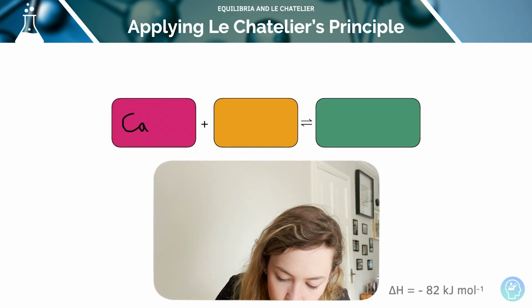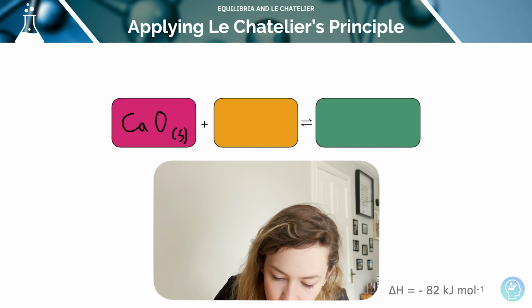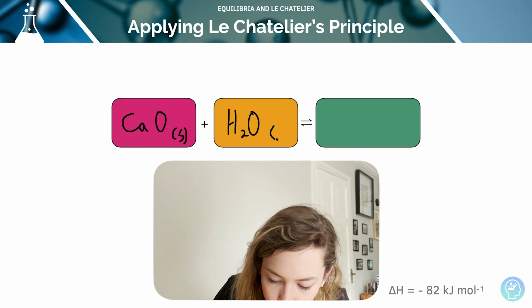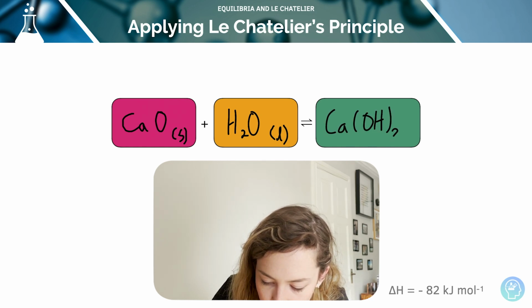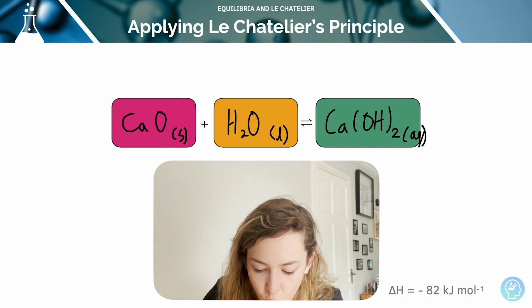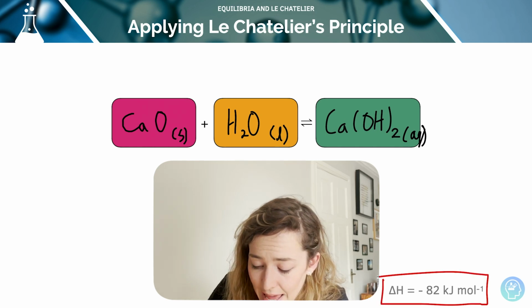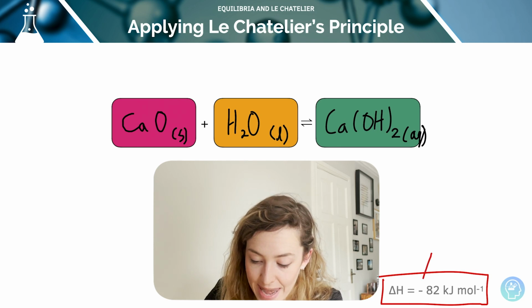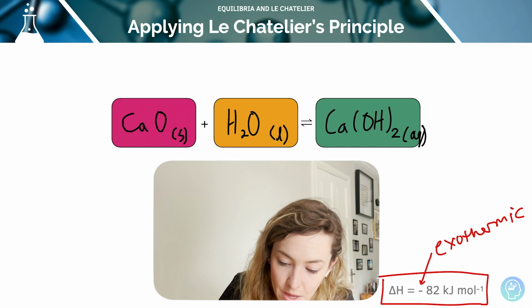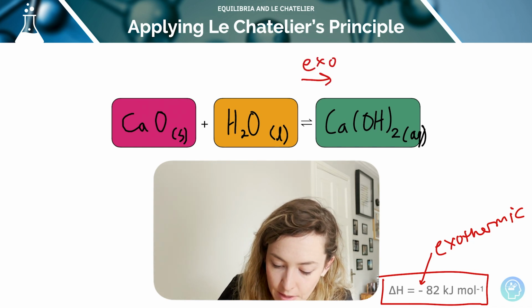If I've got calcium oxide, that is a solid, reacting with water, of course liquid, I'm going to make calcium hydroxide, and that is aqueous. Okay, so this is quicklime and this is slaked lime. That's often what we call it. I've been told, and this is really important, that the forward reaction is exothermic because there's a negative value here. So this is exothermic. Okay, so this forward is exo and the backwards is therefore endo.